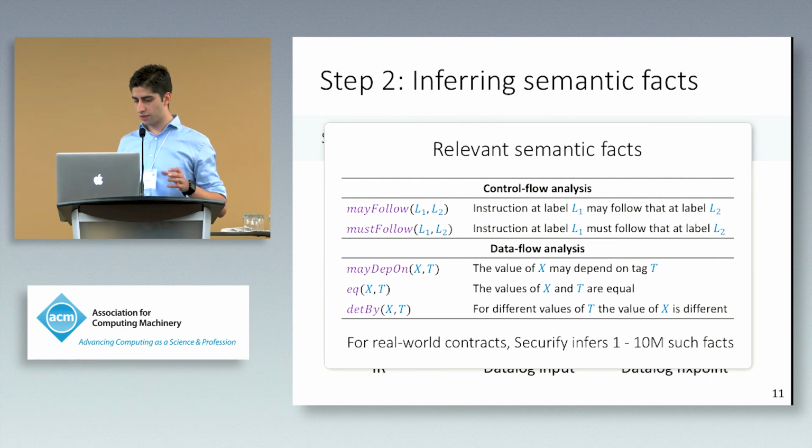The actual Securify system infers more complex predicates. For example, there's also a must analysis where you want to show that instructions definitely must follow each other, and it also does different data flow analyses to figure out how variables depend on each other, and so forth. And in this fact inference step, the main thing that we leverage Datalog for is that if you take real-world smart contracts, you would end up inferring millions of such facts. So you need to leverage something that's pretty efficient if you want to apply this to realistically large smart contracts.